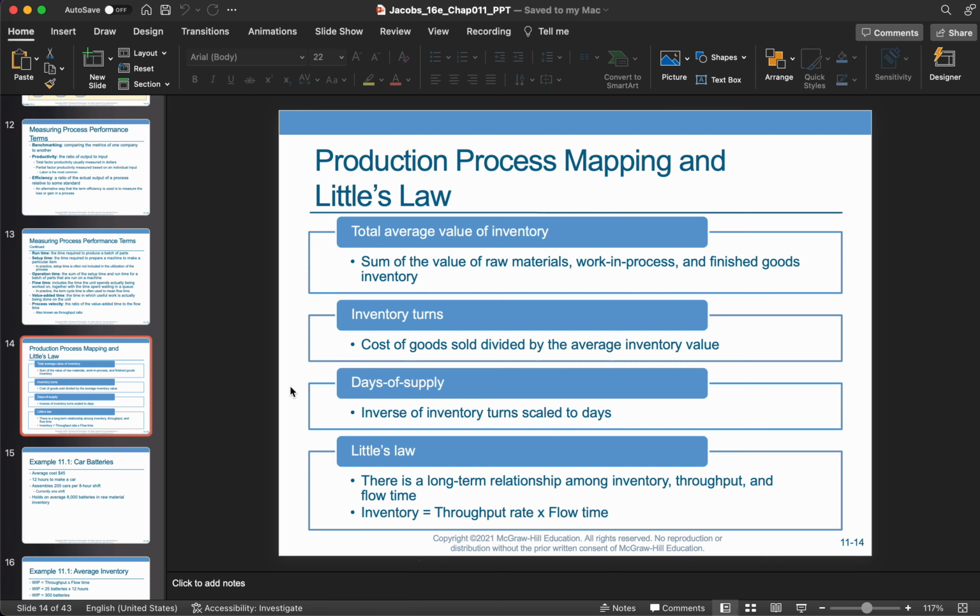Now, Little's law is an important idea in process analysis. It tells you the long-term relationship between inventory, throughput, and flow time. One thing to realize is that Little's law applies, one, in the long term and, two, as an average.